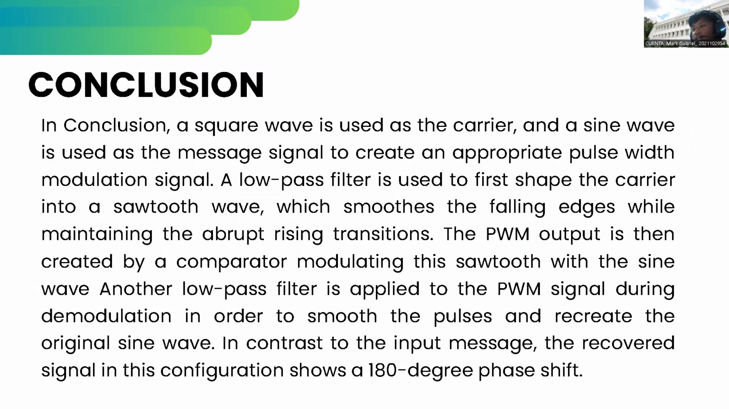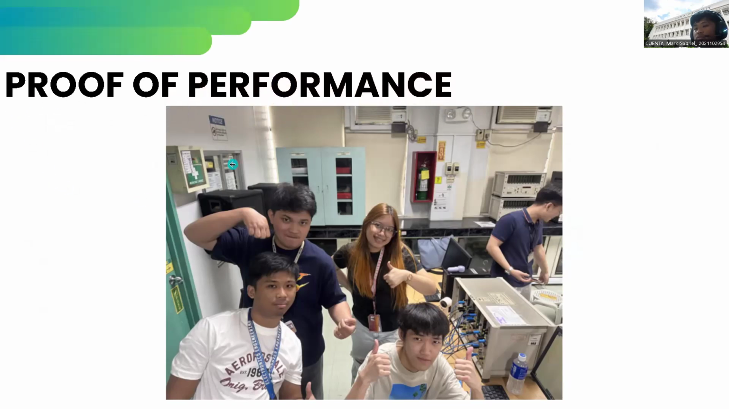So in conclusion, a square wave is used as the carrier and a sine wave is used as the message signal to create an appropriate pulse width modulated signal. A low-pass filter is used to first shape the carrier into a sawtooth wave, which smooths the falling edge while maintaining the abrupt rising transition. The PWM output is then created by a comparator modulating this sawtooth with the sine wave. Another low-pass filter is applied to the PWM signal during demodulation in order to smooth the pulses and recreate the original sine wave. In contrast to the input, the recovered signal in this configuration shows a 180-degree phase shift. So this is the proper performance.